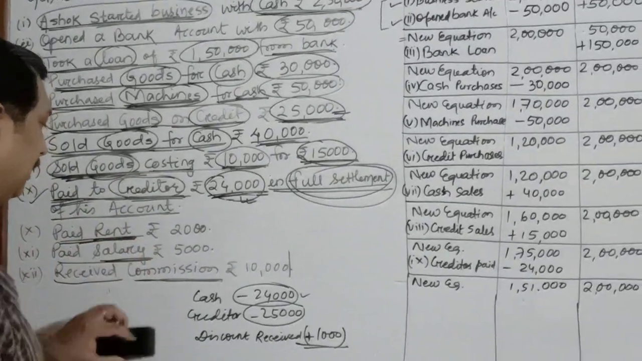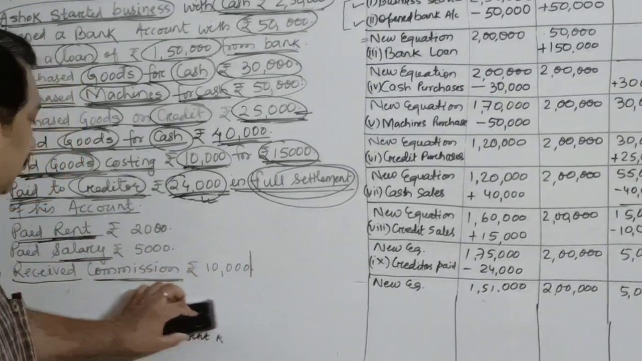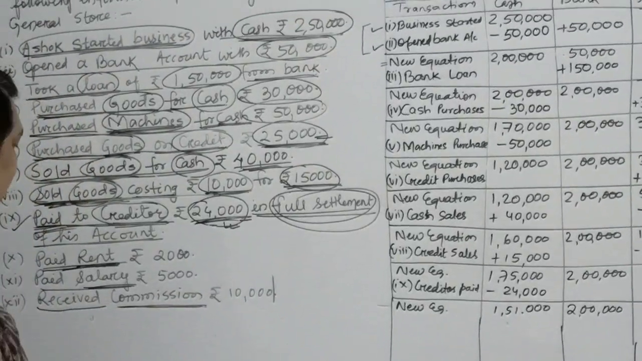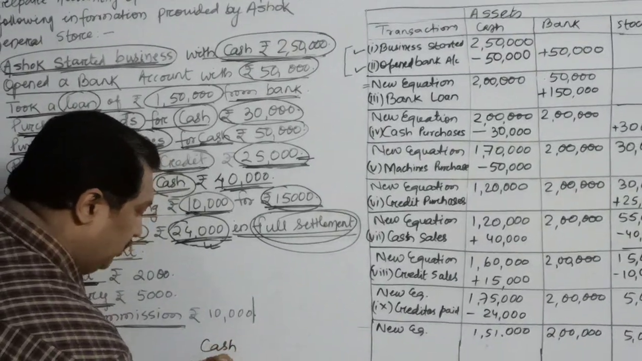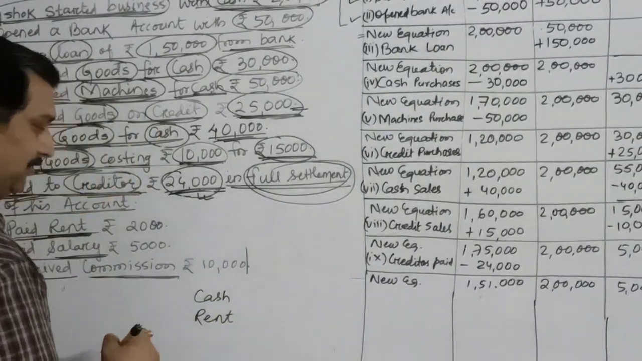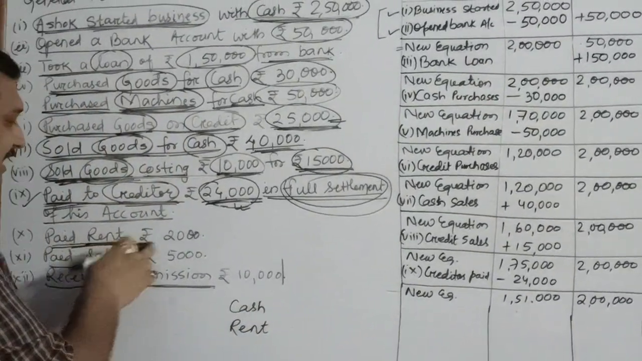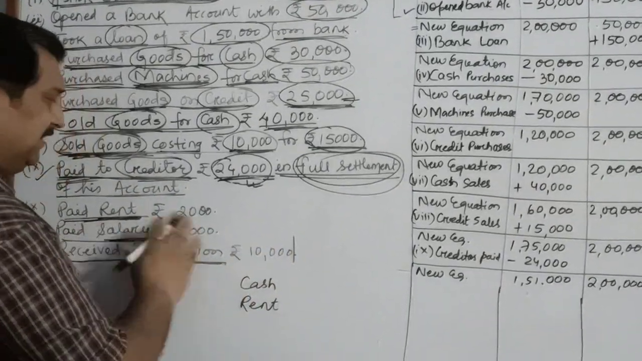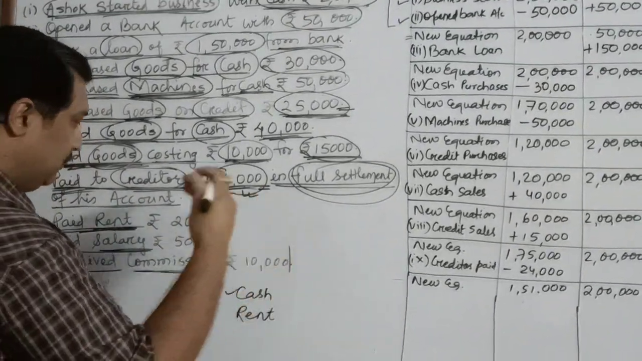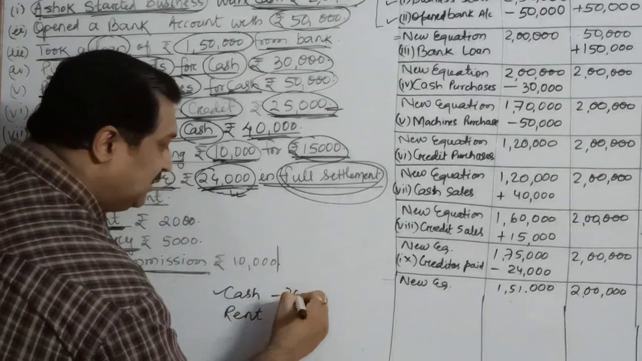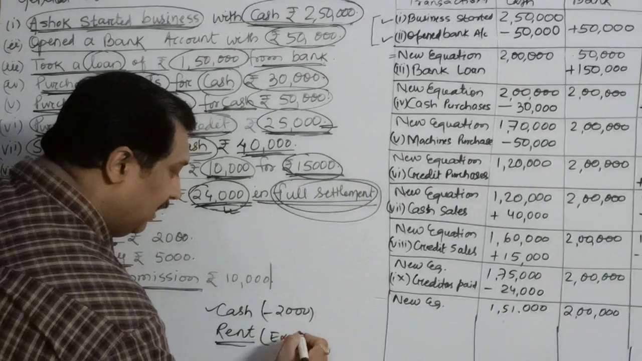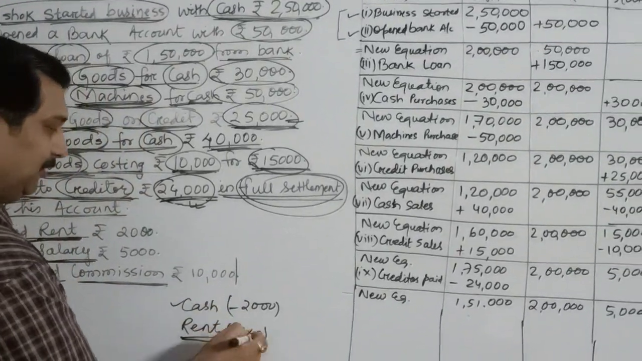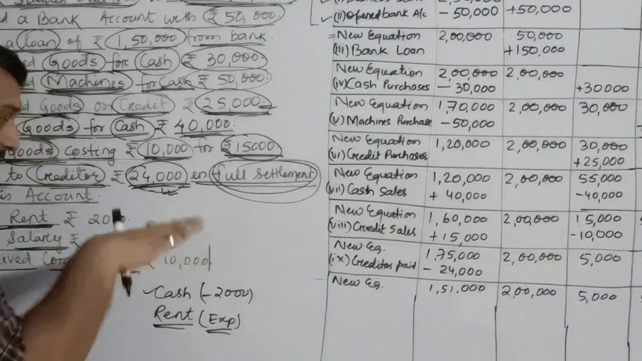Paid rent. Now when it comes to expenses, children, please remember that whenever we are involved with rent, that means there are two things, cash and rent, because it does not say we have paid rent by check. Nothing is mentioned, so we'll consider cash. So when we will pay, my cash will decrease by 2000, and rent is an expense. And as I wrote earlier, children, all expenses will reduce your capital.